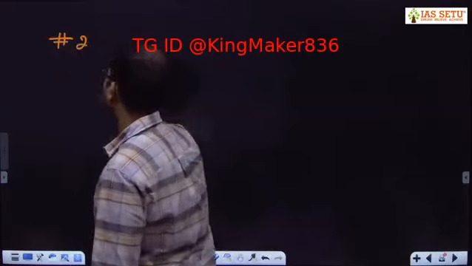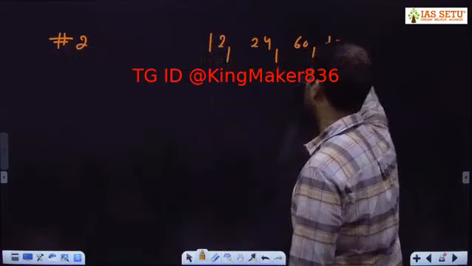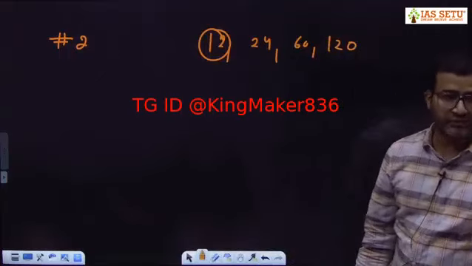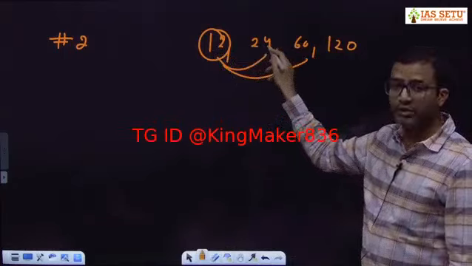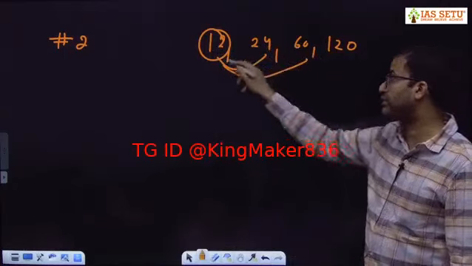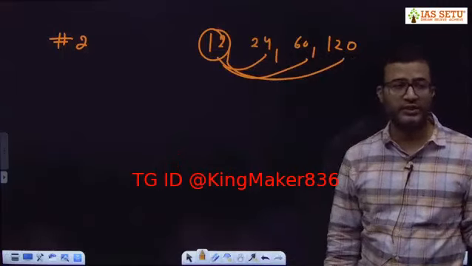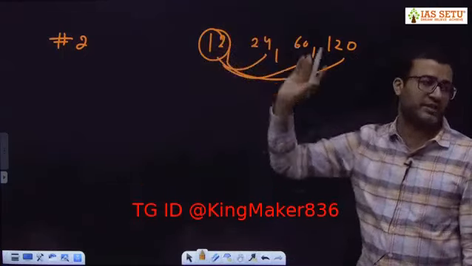Now the second observation is, if your numbers are like 12, 24, 60, 120, if your smallest number is a divisor of all the remaining numbers, 12 is a divisor of 24, 12 is a divisor of 60, 12 is a divisor of 120, don't waste your energy. You can directly conclude the smallest number itself is HCF.